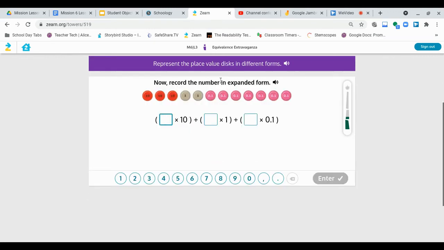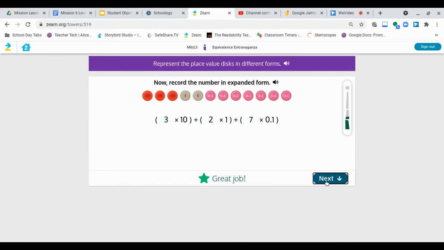Now, record the number in expanded form. So notice it has this blank times 10. Well, all I'm doing here is saying, how many tens did I have? I had 1, 2, 3. I had 3 tens. Again, how many ones did I have? Because now I'm in the ones place. I had 1, 2, 2 ones. And then how many tenths did I have? I had 1, 2, 3, 4, 5, 6, 7 tenths. Like such. Great job again.